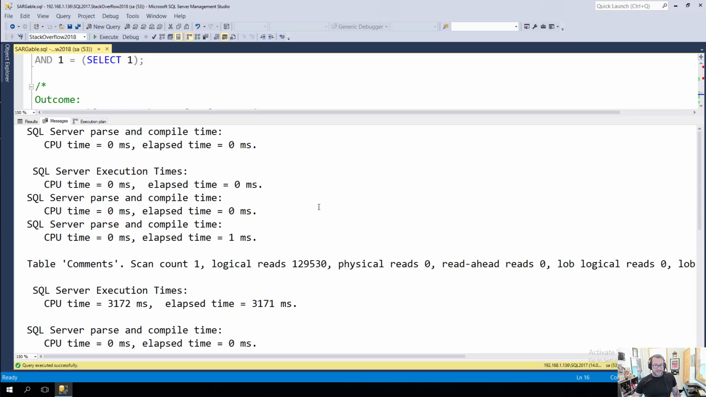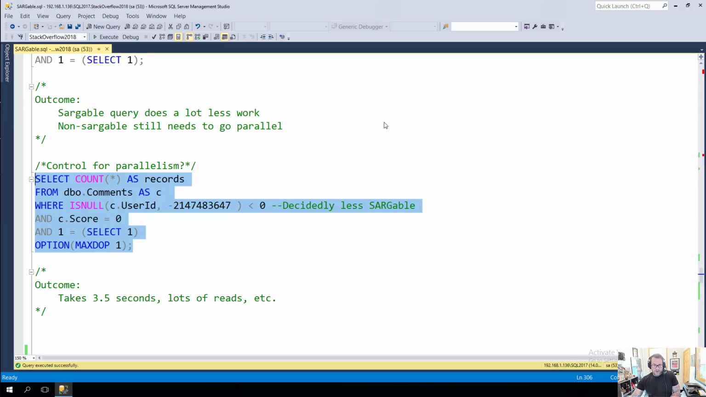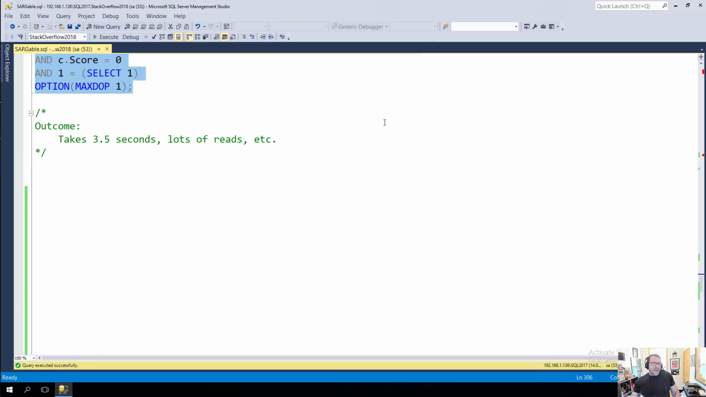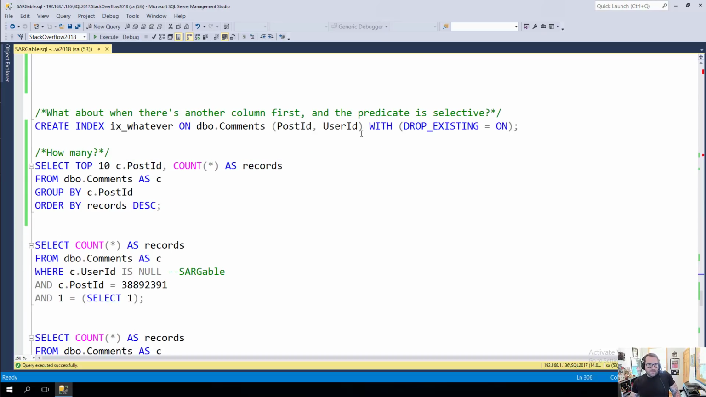It's really in a bad place, still having to read the 130,000 rows, still doing about 3 seconds worth of work. So not good there. Not a good showing for the non-SARGable queries when we don't have very selective predicates. When we have really selective predicates, though, like now we're going to use the post ID column.